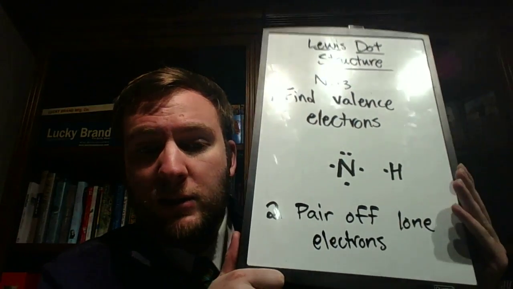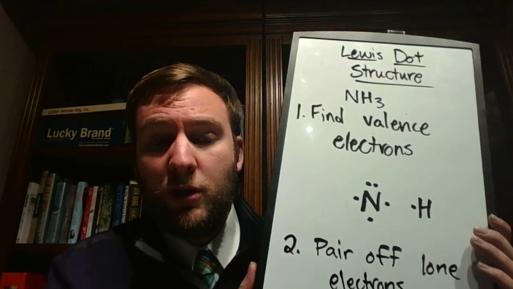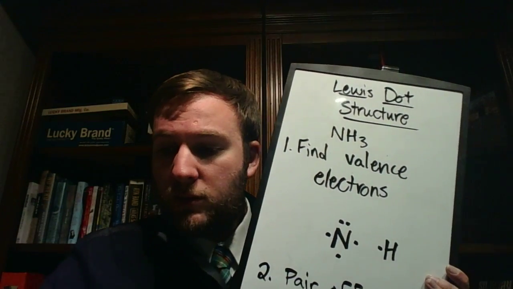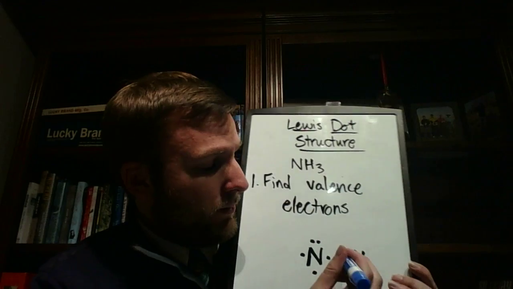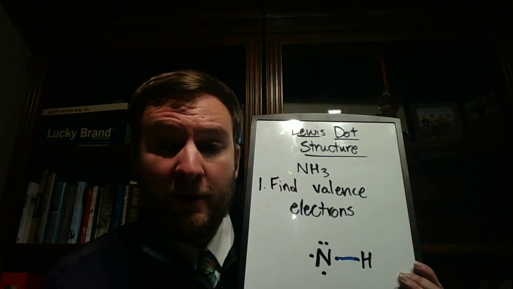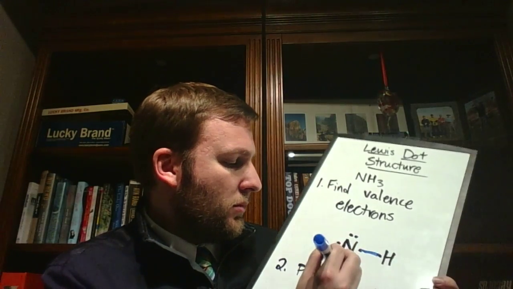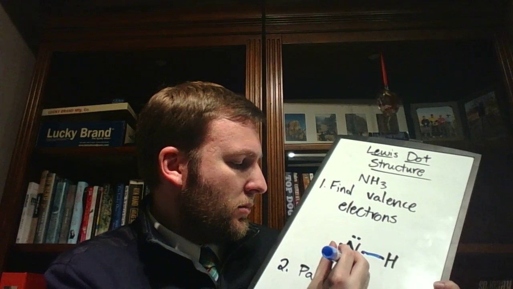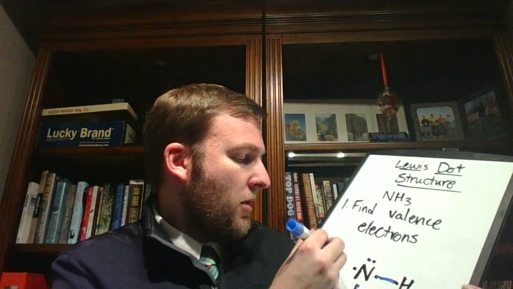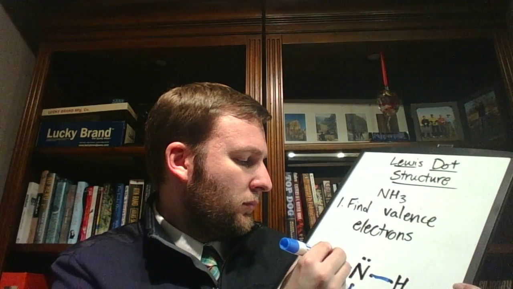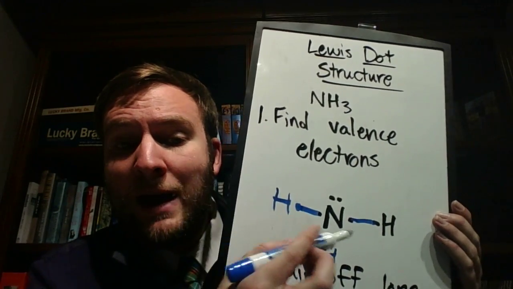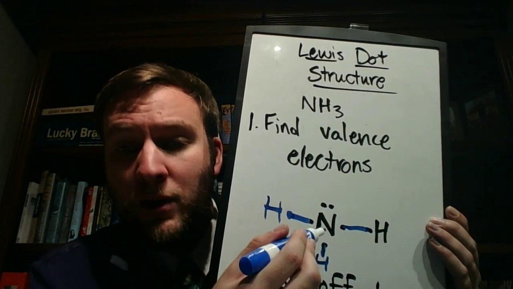The last part is I need to pair off each lone electron. Notice I drew 1 hydrogen, but there are 3 total in this compound. So let's draw it together. One bond is formed there, so that's one of my hydrogens. The next hydrogen is below the nitrogen, and the other hydrogen is on the other side. Now I have all 3 hydrogens bonded to the 1 nitrogen in the middle.